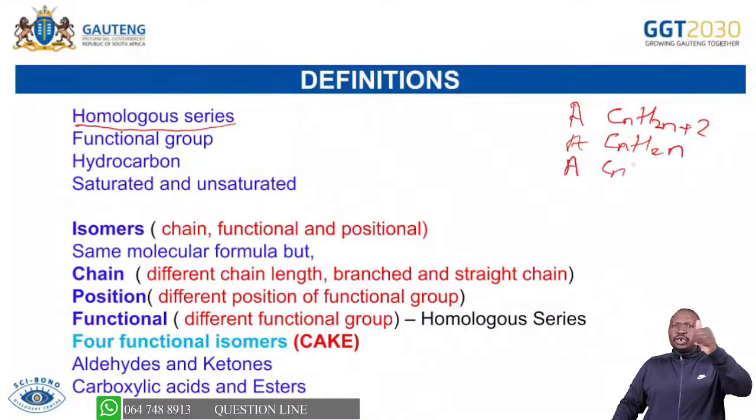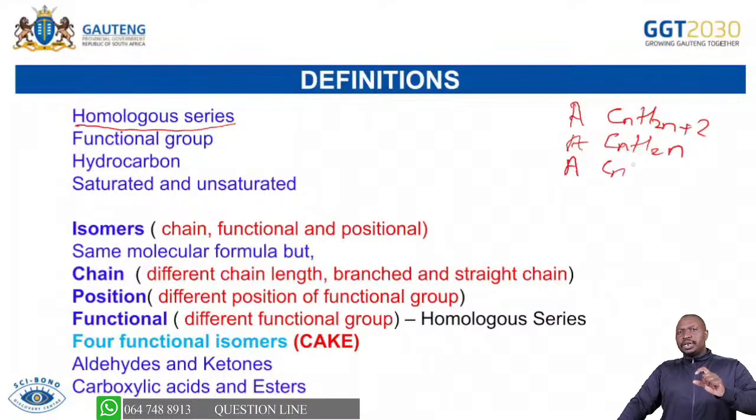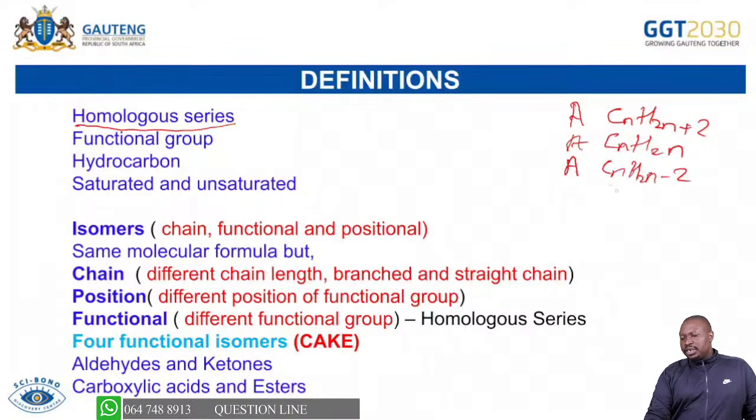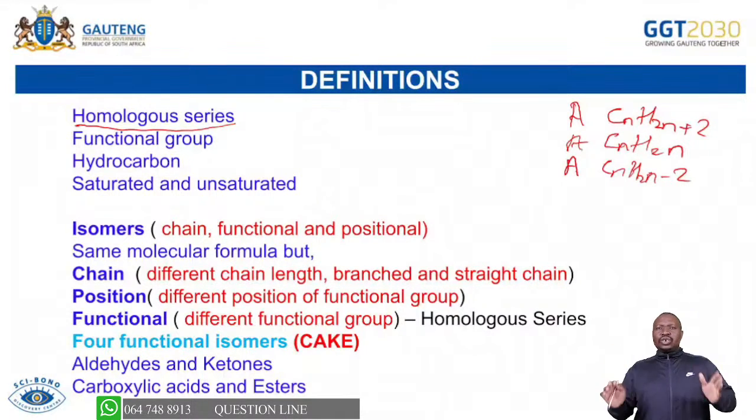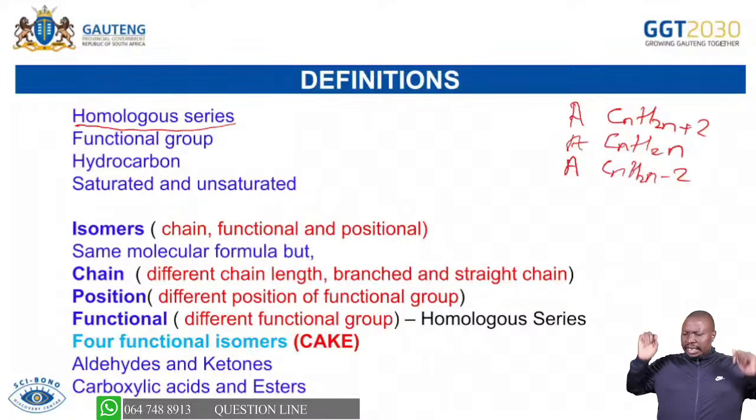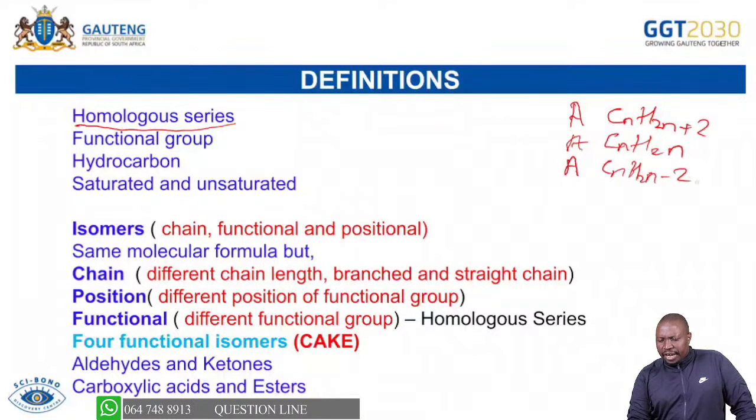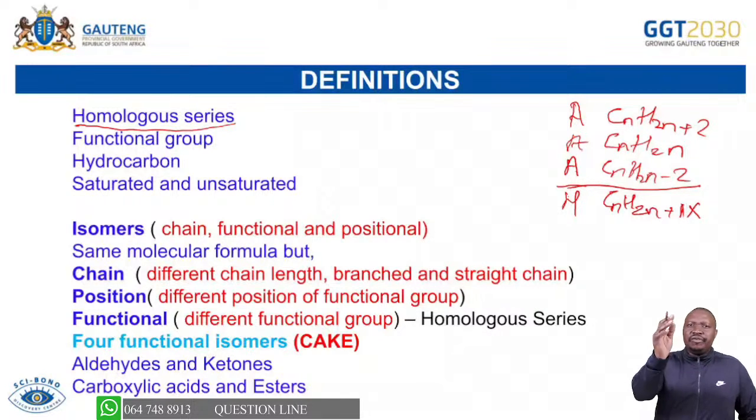Remember, when you bring a double bond, you remove 2 hydrogens. So when you bring a triple bond, it means 4 hydrogens have been removed. Hence, the formula will be CnH2n-2. So you must know all the 9 homologous series and their general formulas. And I'm emphasizing, don't forget haloalkanes. Haloalkanes, we said it will be CnH2n+1X, because that X stands for the halogens.